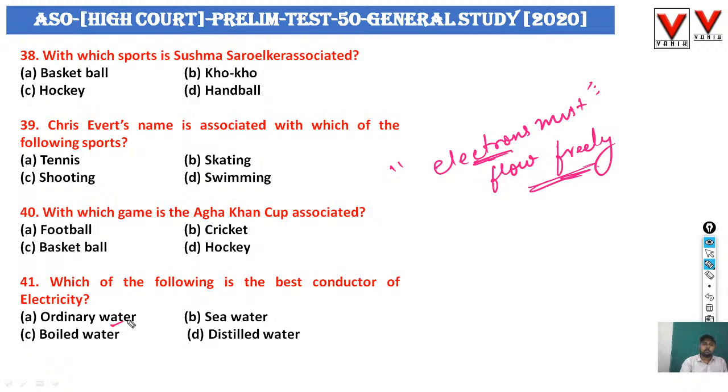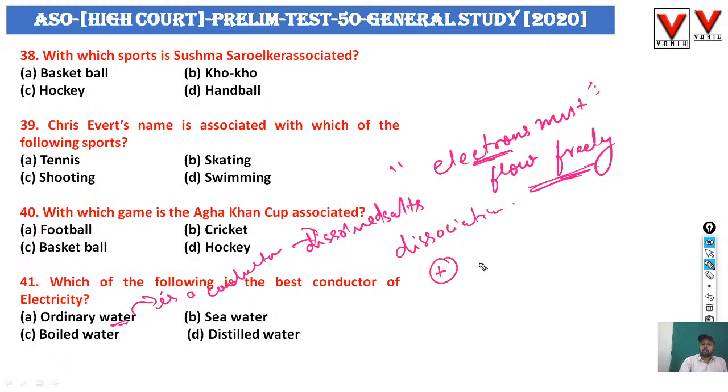But if we take ordinary water, ordinary water is a conductor because there are dissolved salts in it. When you pass electric current, dissociation will take place and the salt will break into positive cations and negative anions, and these charges will now conduct electricity. So no doubt ordinary water can be one of the possible options present in this question.